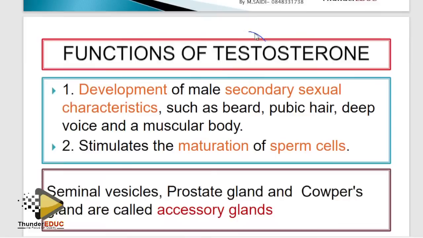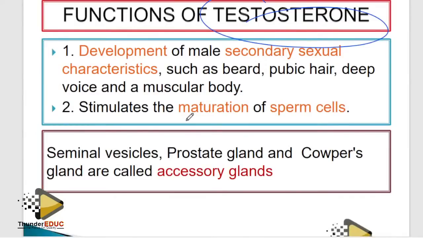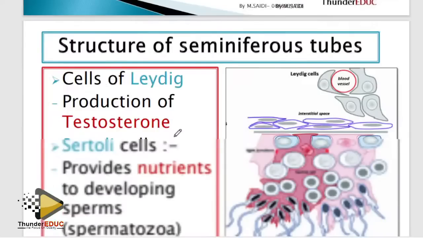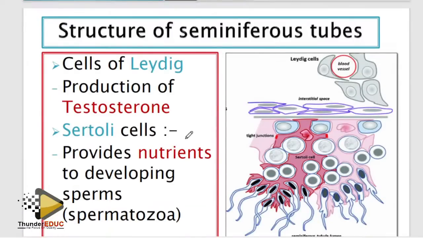Testosterone. This is the hormone which is being produced from the testes. Testosterone has 2 functions: secondary sexual characteristics and maturation of the sperms. All right. Now, when you go to here, you only need to know 2 things: the cells of Leydig and the Sertoli cells. What is the function of the cells of Leydig? It is to produce testosterone. Simple. Testosterone is being produced by cells of Leydig.